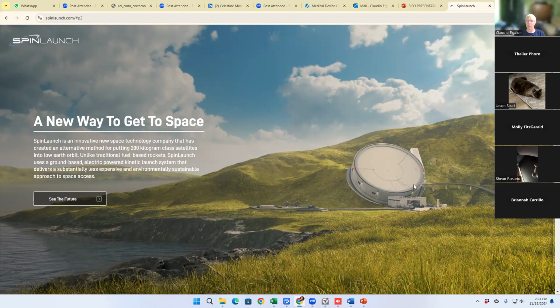Humans couldn't be launched from this facility. You need to launch only inanimate objects. Otherwise, a human would die at the high acceleration levels here. Unlike traditional fuel-based rockets, SpinLaunch uses a ground-based electric-powered kinetic launch system that delivers a substantially less expensive and environmentally sustainable approach to space access.